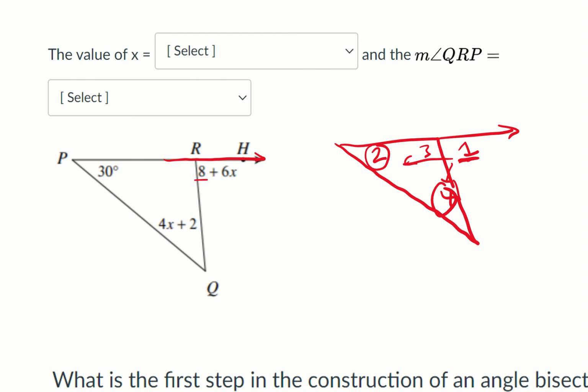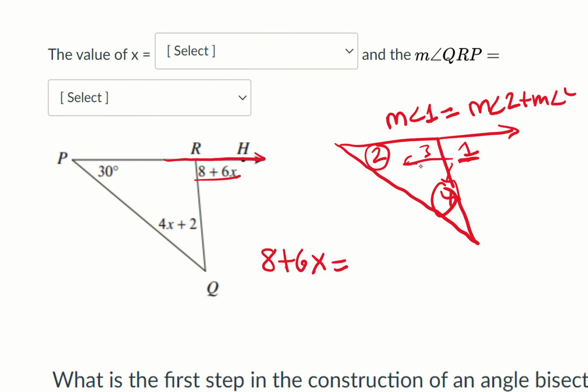Okay, so this is my exterior angle, 8 plus 6x, and that has to equal, so let's write it out here. This is what the theorem says. The measure of the exterior equals the measure of the remote interiors. So those are the remote interiors. So 8 plus 6x is angle 1. Angle 2 in this case is 30, so it has to be 30 plus angle 4, which in this case is 4x plus 2. So those are my remotes.